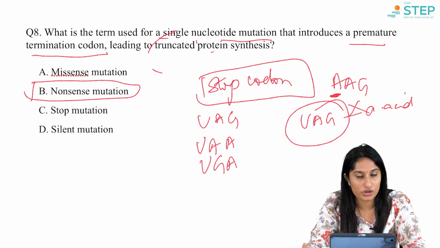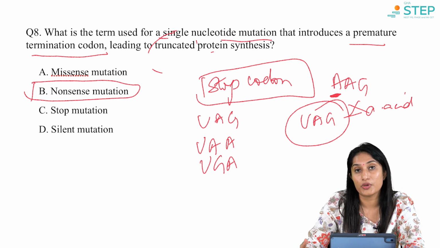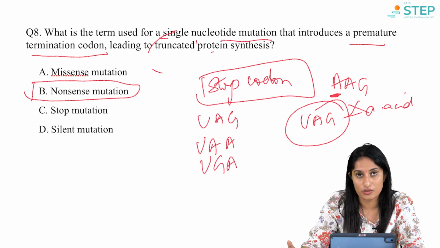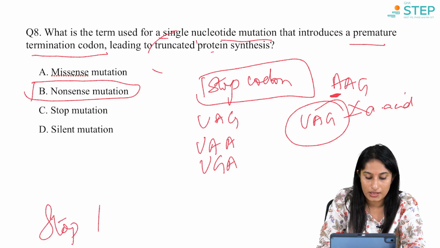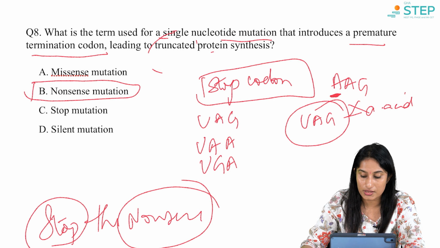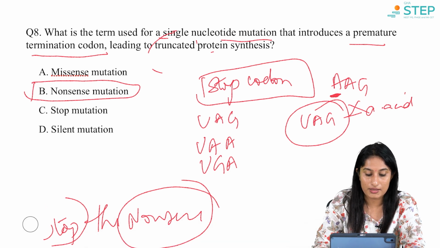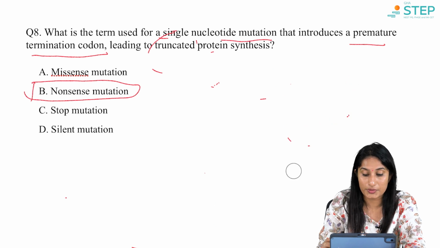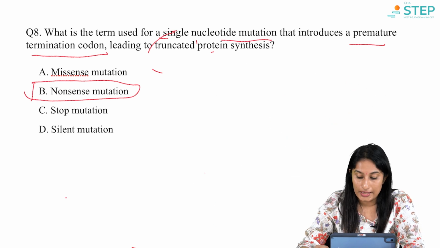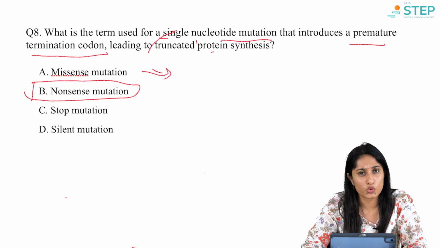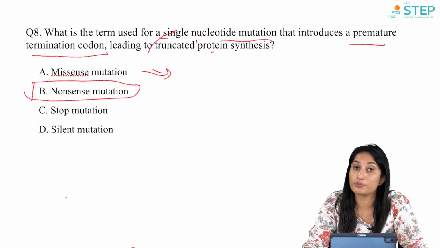So this kind of mutation, when a stop codon has come due to a mutational process, we call it nonsense mutation. You can remember: stop the nonsense. That means stop is the codon and nonsense is the mutation. You can remember that sentence to remember the mutation in this particular condition. Okay. So why not the other option? Yes, missense mutation, what will it cause? It will not prematurely stop a protein synthesis.